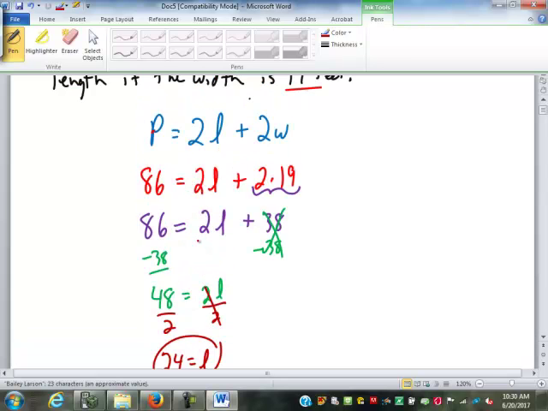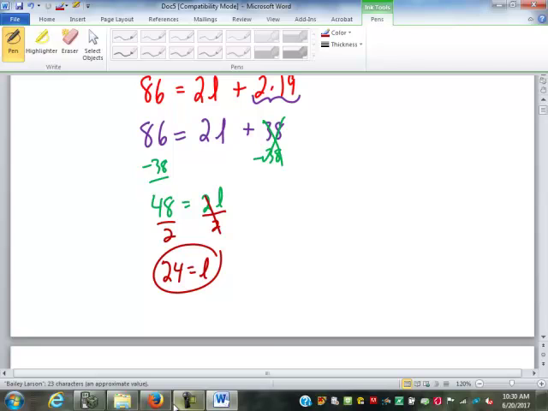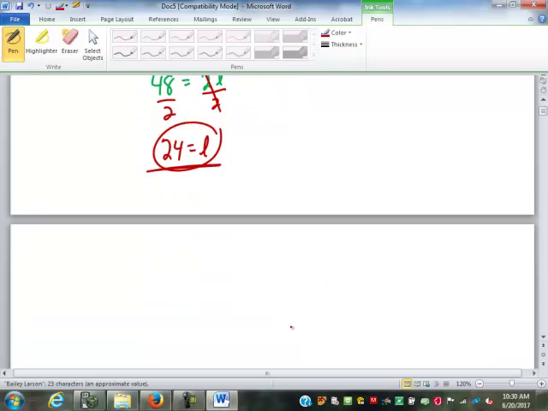We should always make sure we go back and see if that's what we're asking. Yeah, find the length. So that is what we're looking for. The length is 24 feet. And technically we should rewrite it as length equals 24 feet, or just 24 feet. Really should not leave it as just 24 equals L. I won't mark it wrong if that's what you do at this point, but you should get used to starting to label your answers.